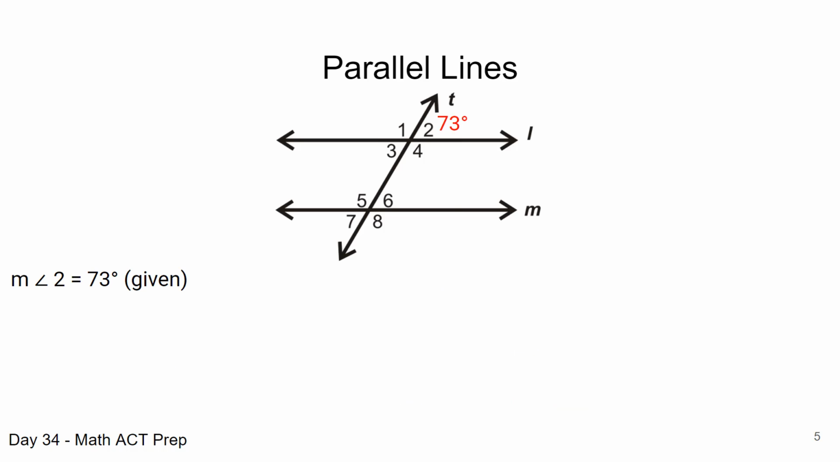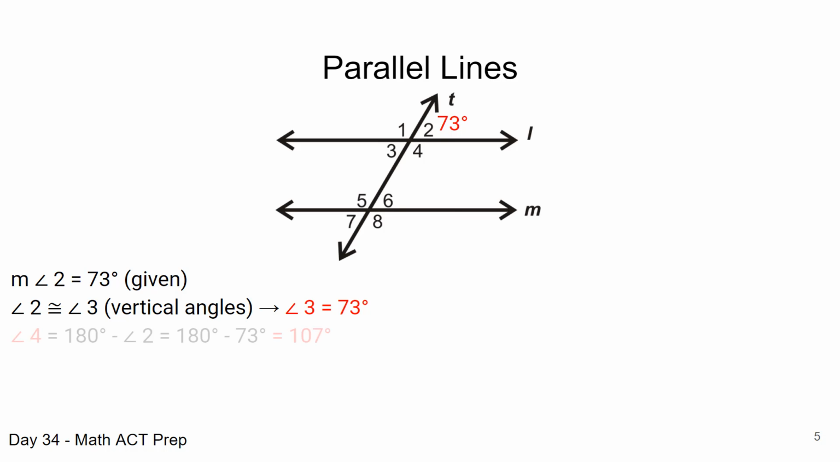I gave you that the measure of angle 2 was 73. You can do this in several different orders, but I'm going to help you follow through a process of figuring out these different angle measures that follow. So when we look at angle 2, which we're given, and angle 3, we have a relationship there. Those are vertical angles, and they have the same angle measure. So that makes the measure of angle 3 to be 73 as well.